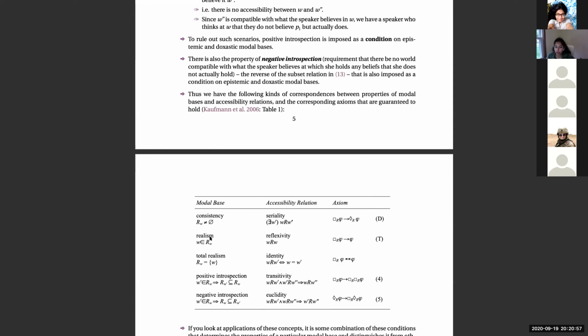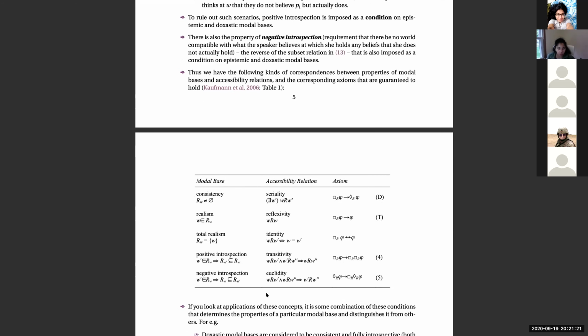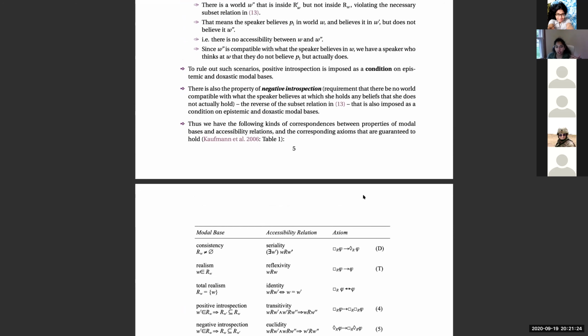So reflexivity corresponds to realism. Identity corresponds to total realism. We have not really talked about identity, so we can come back to this if people have questions about it. Positive introspection we just saw corresponds to the accessibility relation property transitivity, and negative introspection is something called euclidity that I don't have time to explain, but it's basically the idea that you cannot have any world compatible with what you believe in which you hold beliefs that you actually don't have, right? So you can't have random extra beliefs floating around, basically, that are not compatible with what you actually believe.